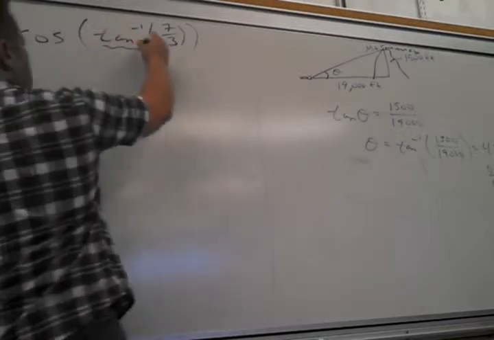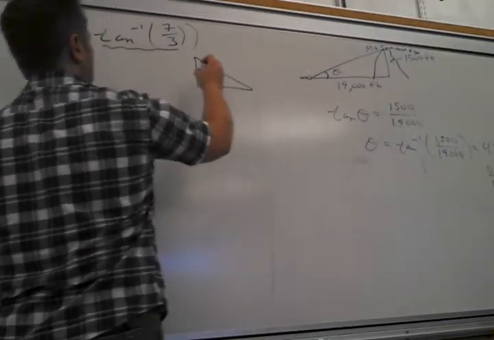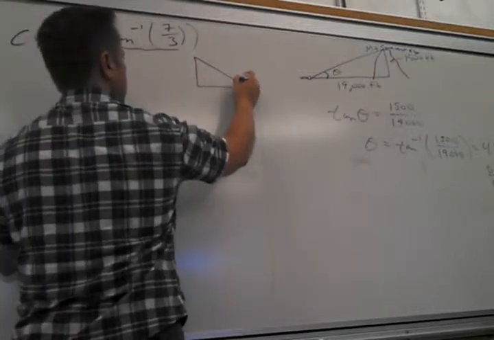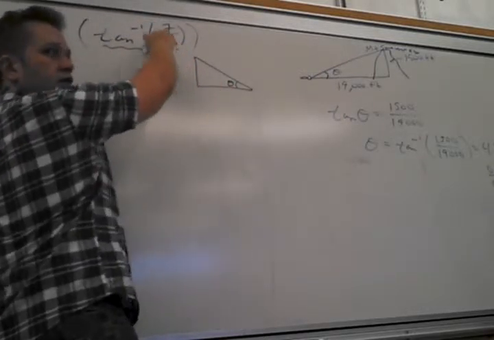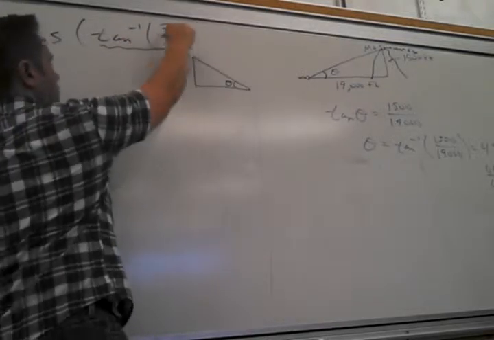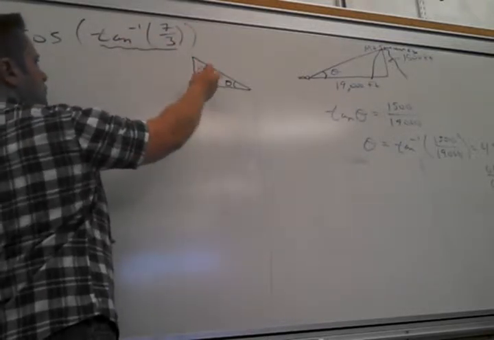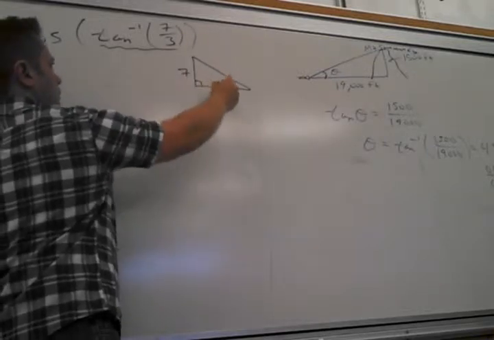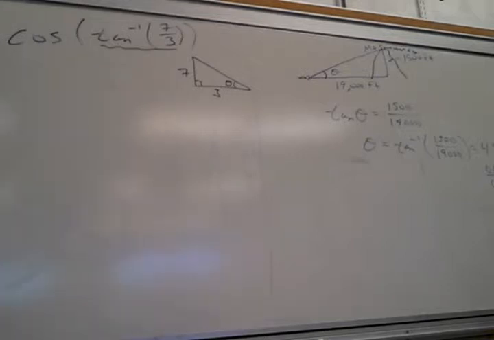So what can I construct from this? A triangle. Because what is the output of an inverse tangent? Angle. So this is the angle that's being referenced. So this means that the tangent of an angle would be 7/3. So who's 7, who's 3? 7 to the left, 3 down. Good, right? Because tangent is y over x.